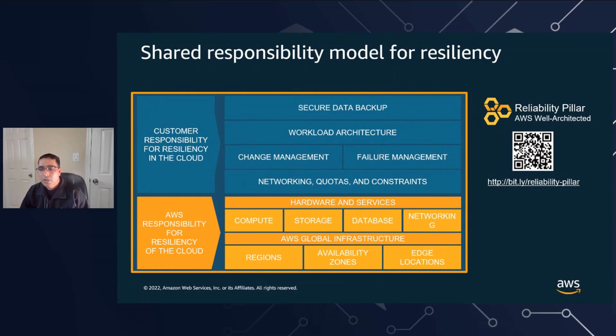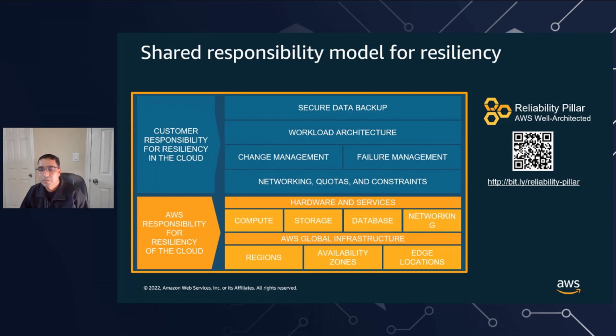We also would like to talk about what is called the shared responsibility model for resiliency. AWS is responsible for the resiliency of the infrastructure that runs all the services in the cloud. This infrastructure consists of the hardware, software, networking, and the facilities that run the AWS cloud services. As a customer, your responsibility for resiliency in the cloud: the customer assumes responsibility and management of the guest operating system, the application software, as well as the configuration of the AWS provided firewall.